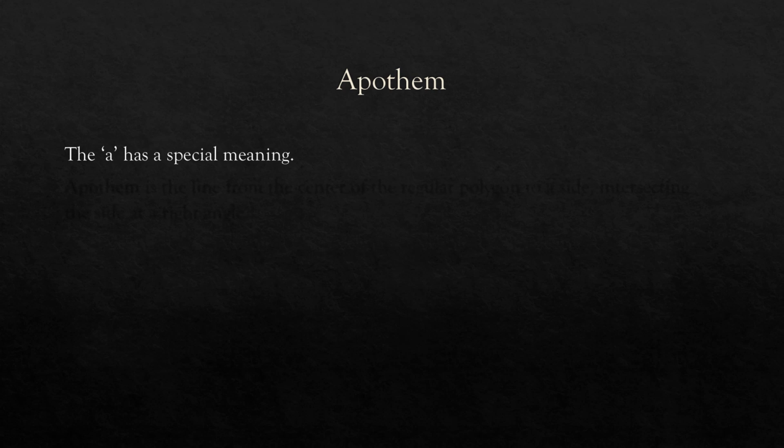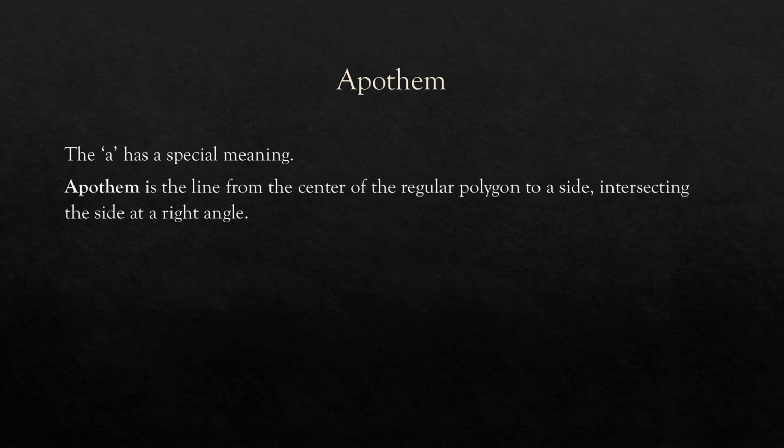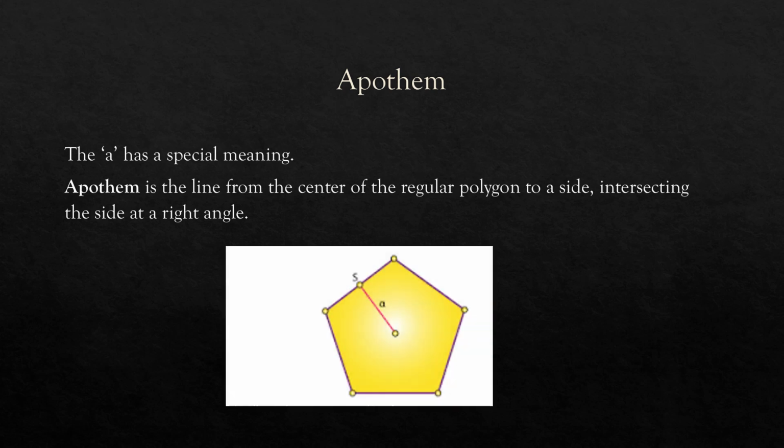So the A has a special meaning. The apothem is the line from the center of the regular polygon to a side, intersecting the side at a right angle. So in this pentagon, this line that we draw right here is the apothem, and that ends up being the height of our triangle because it is intersecting the side at a right angle. It's called the apothem.